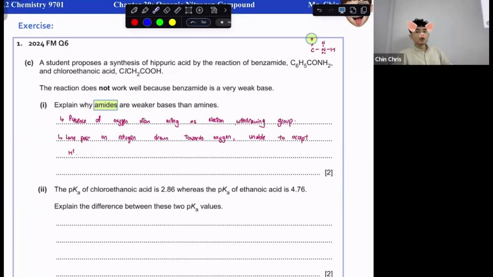Alright guys, part 2 is fine, skip it. I want you guys to look at the next page. Weaker base and neutral meant the same thing? No, weaker base and neutral don't really mean the same thing. Weaker base means they might still be able to accept.